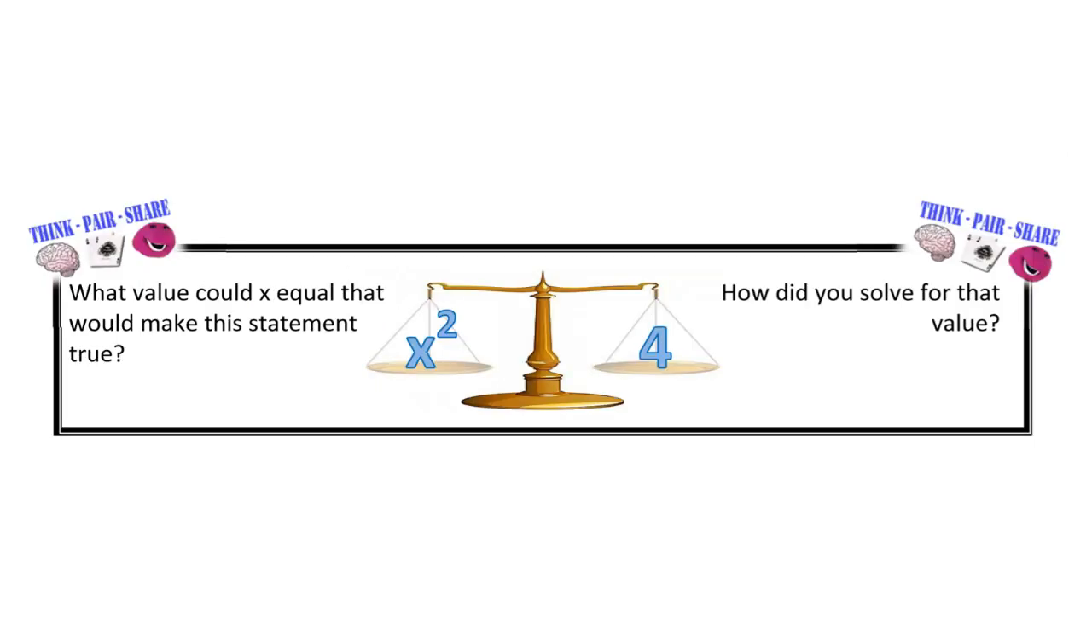Look at this example. We have x squared and we have 4. We assume that they're equal because they're on a balanced scale. What value could x equal that would make this statement true? How did you find this value? How did you solve for it? Try this problem and then move on when you're ready.